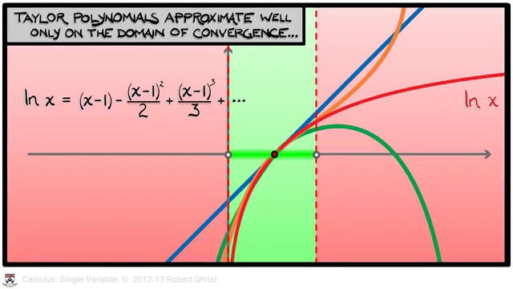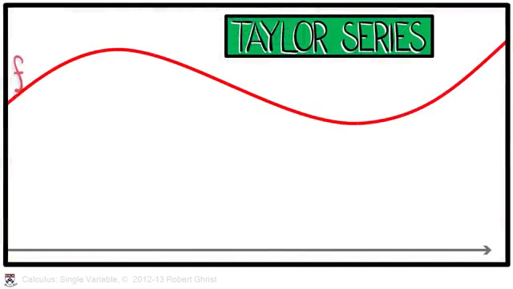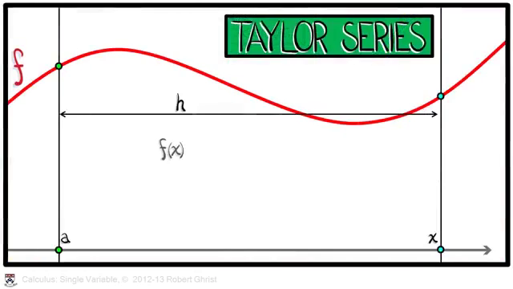Now, what do we do if we want to approximate log of x outside of this domain? Well, you need to do a Taylor expansion about a different point, someplace close to where you want to approximate. It's a bit easy to get confused with all of the different notation associated with Taylor series, so let's review.